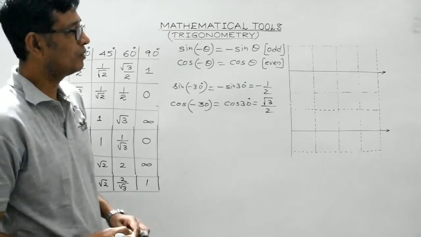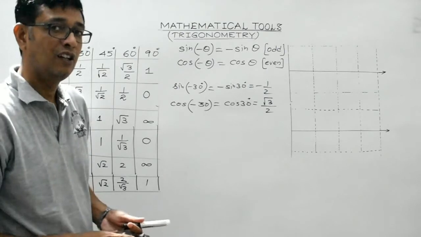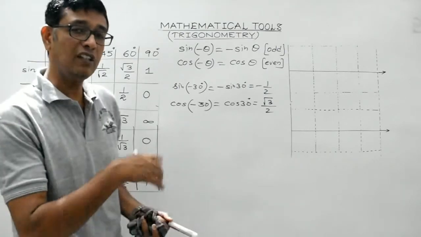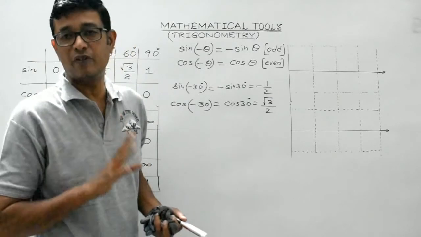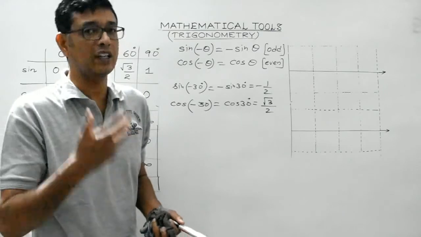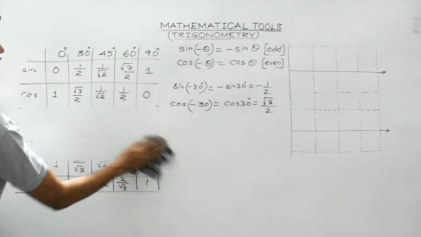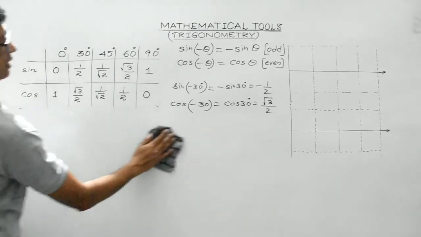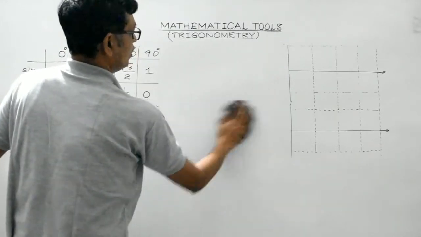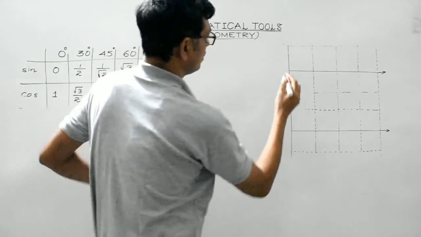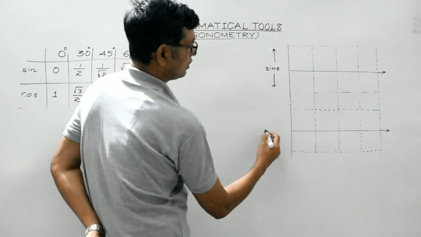Now before we discuss some other formulas, we need to plot graph for sine and cosine function. And by plotting the graph, it can be easily verified that sine and cosine are the only trigonometric functions which are of periodic nature. So in order to plot the graph, we will make use of these values. So let's try to plot the graph of sine and cosine function. So what to do is, suppose this is sine function and this is cosine function.